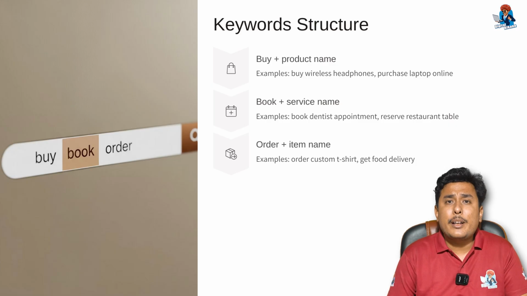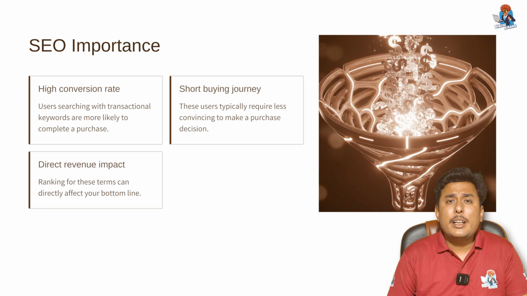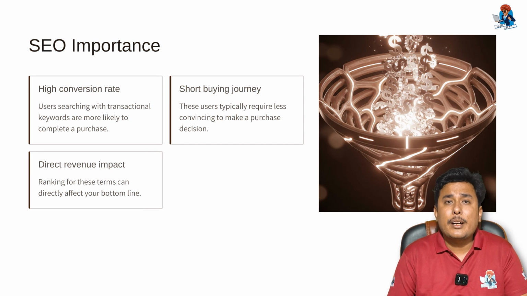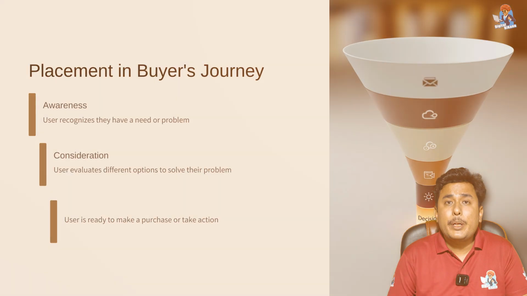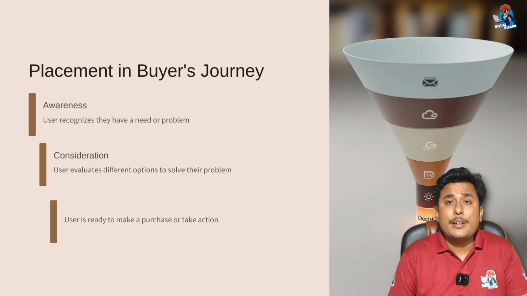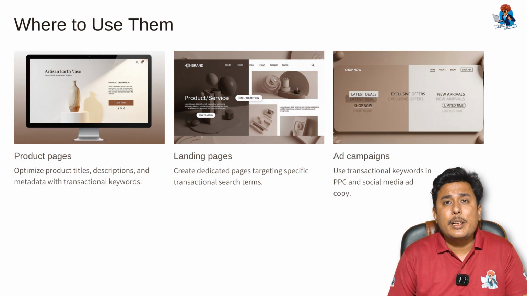These keywords often contain action words like buy, order, book, get, or subscribe, combined with product or service terms. Targeting transactional keywords helps you attract high intent visitors who are more likely to convert, meaning they bring immediate business value. They appear in the final stage of the buyer's journey, after awareness and consideration, when the user is ready to purchase. You should use transactional keywords in product pages, service pages, e-commerce listings, and paid search campaigns.